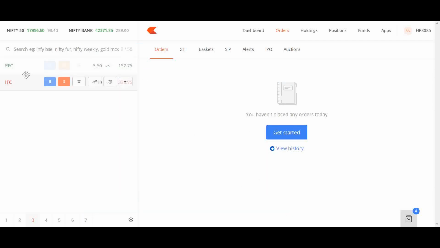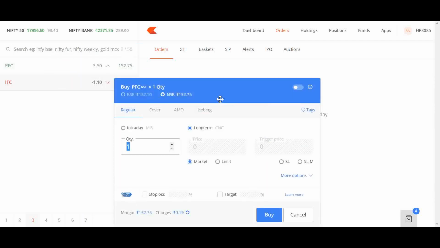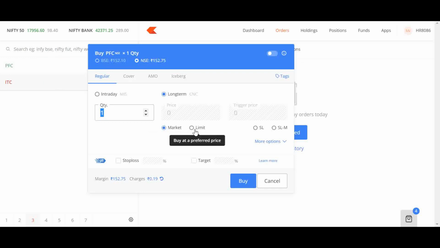Here we have two options: one is market order, another one is limit order. If you click on market order, at whatever price the share is available at that particular time, it will get triggered and the order gets placed successfully. So you will buy the stock at the price where it is trading now.